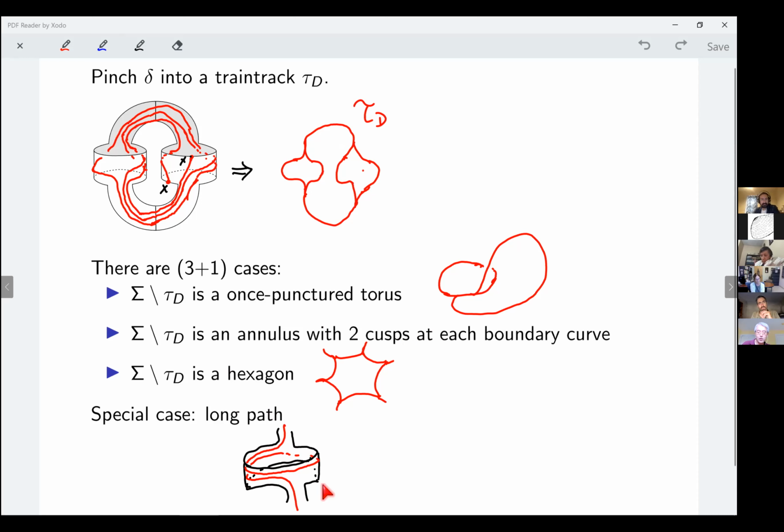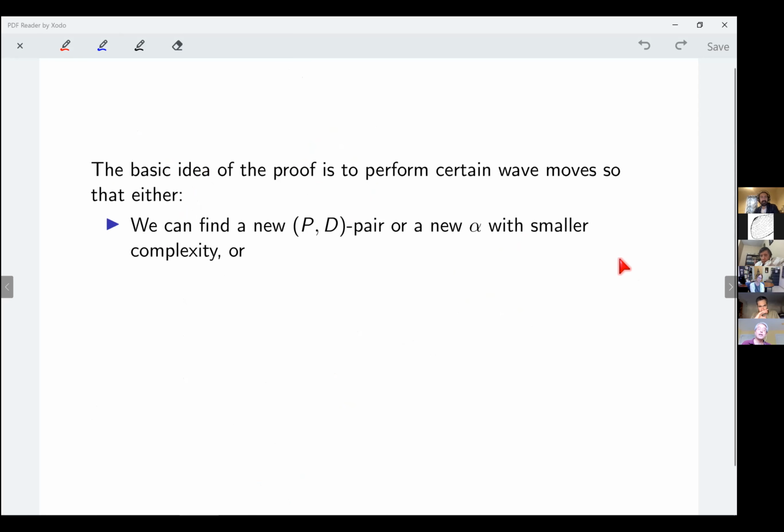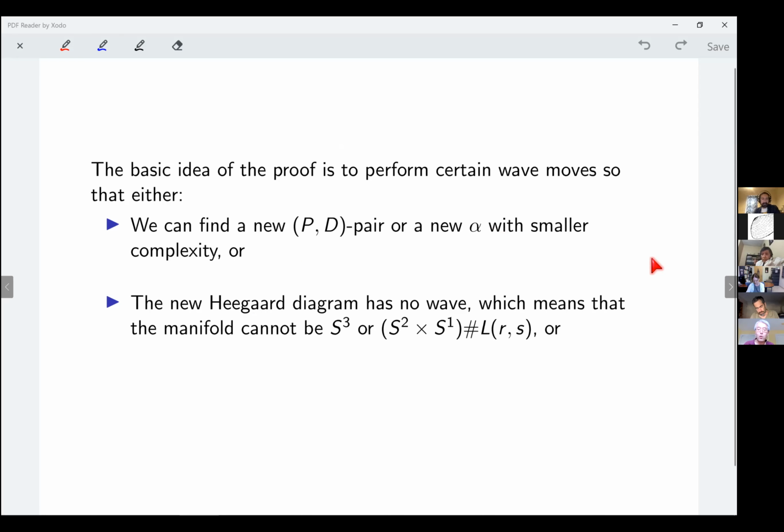It's just because if you have winding around, then it makes everything special, everything different, actually simpler. Okay, so those are the different cases. So the idea is the game is either you try to find a new PD pair or find a new Heegaard diagram to give a smaller complexity. You can reduce the complexity, or you can find the blocking edges. So there's no wave. So that means the manifold cannot be one of those manifolds.